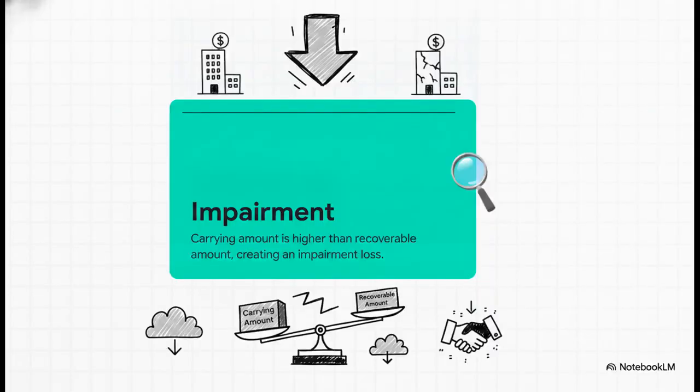The third concept is impairment. This happens when the carrying amount of an asset is suddenly higher than its recoverable amount. Basically, the asset is worth less out there in the real world than the value listed in your books. So, if an asset, like goodwill from a previous acquisition, suddenly loses value because the acquired business isn't performing well, we absolutely must recognize an impairment loss to bridge that gap. In fact, goodwill has to be tested for impairment at least once a year.